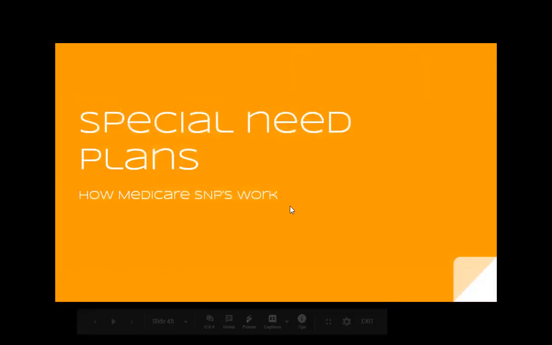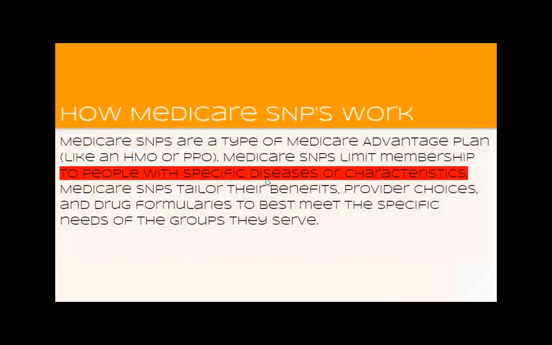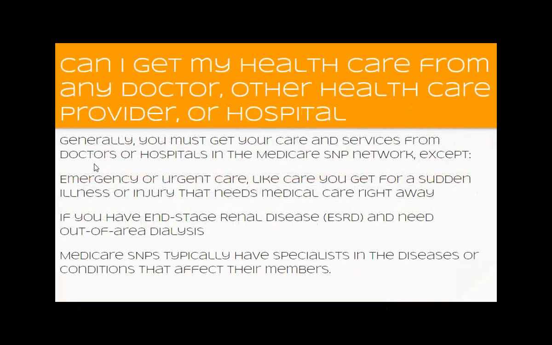Okay. And then these are special needs plans. Special needs plans are types of Medicare Advantage plans like an HMO or PPO. But these Medicare SNPs, or special needs plans, limit their membership to people with specific diseases or characteristics. So Medicare SNPs tailor their benefits, provider choices, and drug formularies to best meet the specific needs of the groups that they serve. Generally, you must get your care and services from doctors or hospitals in the Medicare SNP network, except when you're having an emergency or urgent care, like care you get from a sudden illness or injury that needs medical care right away.